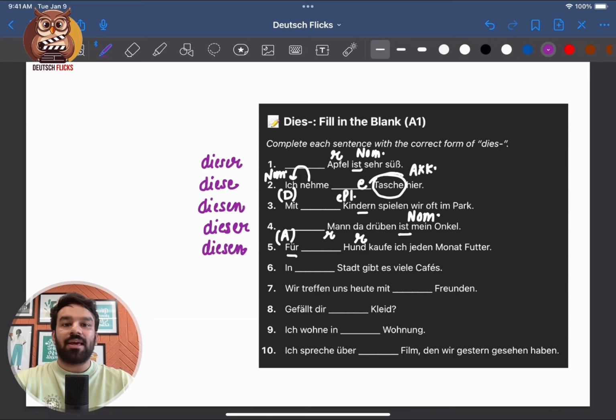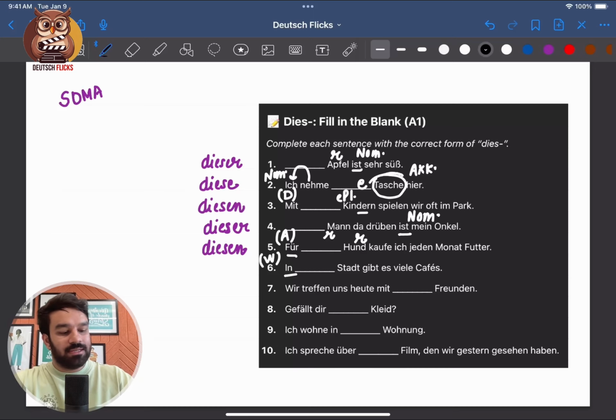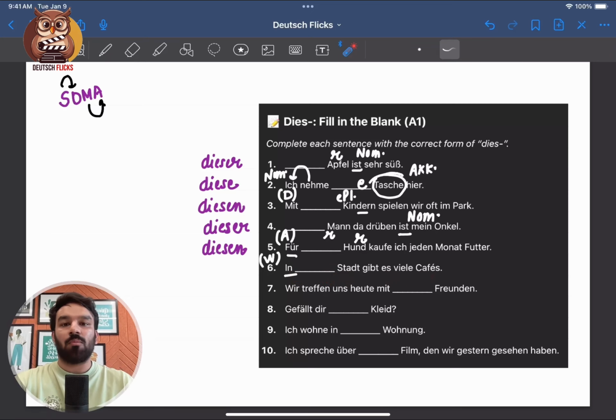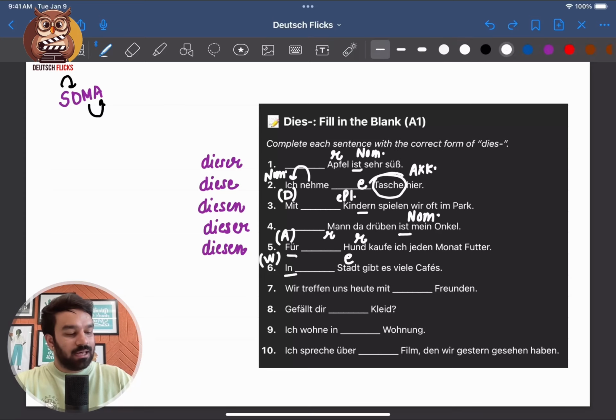Nummer 6, we have in, which is which preposition? Wechsel preposition. And for Wechsel prepositions, we follow this rule called STMA. Stationary, dative, motion, accusative. So we have to check, is there any motion in the sentence? In this city, there are many cafes. So there's no motion, right? Hence we will go with dative treatment. Now what is the article of Stadt? It is die. How does die change in dative? Der. How will diese change in dative? Dieser, with R at the end.